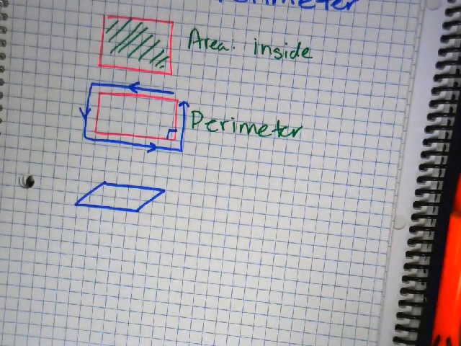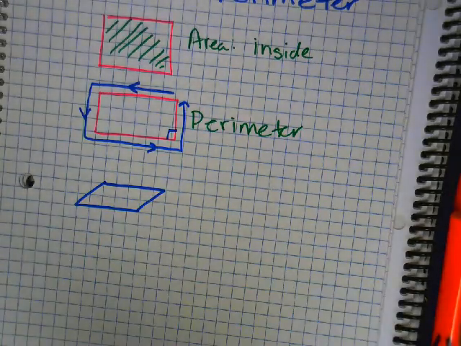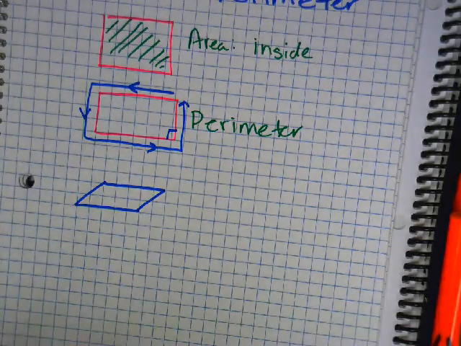Does everybody understand what 90 degrees is? Yeah. 90 degrees, you know, perfect corner. Yeah, perfect L. Okay.